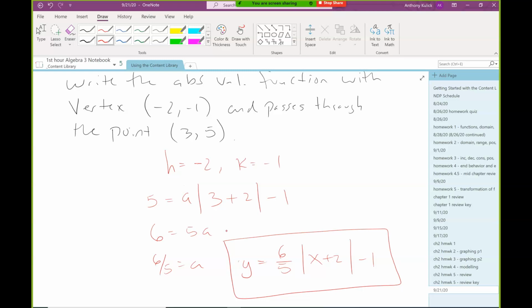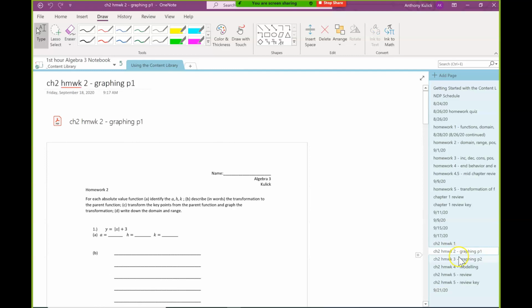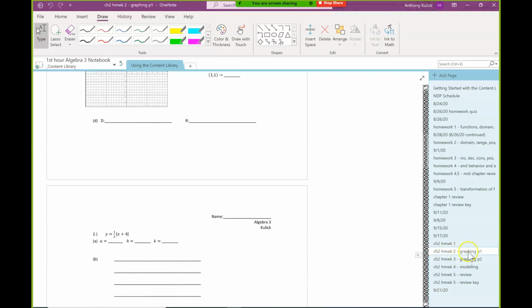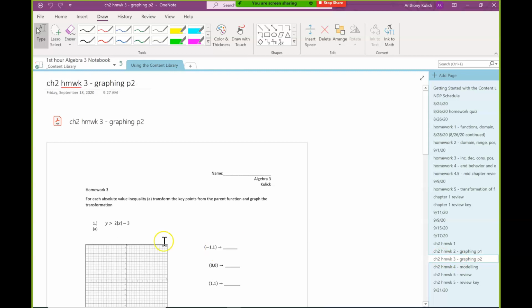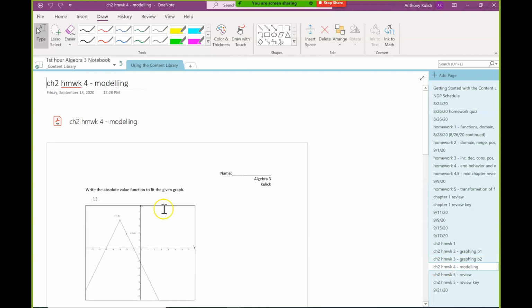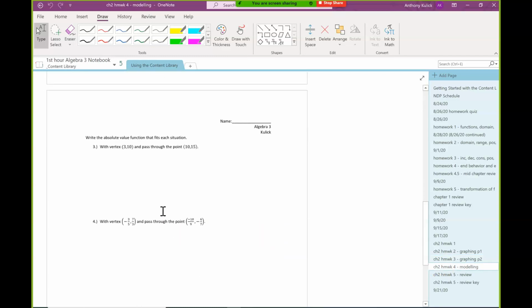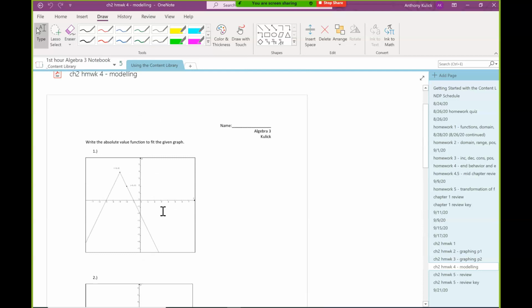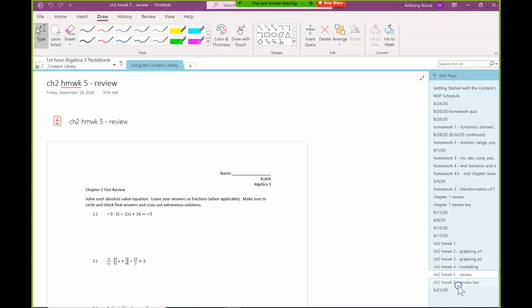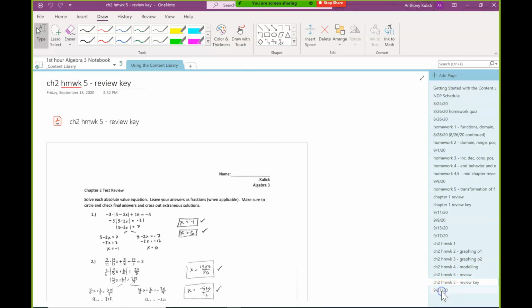And that's it for chapter 2. We've talked about all the skills that we're going to talk about for chapter 2. You'll notice on the content library, in addition, now you'll see homework 2, which is 4 graphing problems. Homework 3, which is 4 graphing inequality problems. And homework 4, which is 4 modeling problems. 2 of them I give you graphs and 2 of them I give you points. And then I have the test review and test review key posted as well.